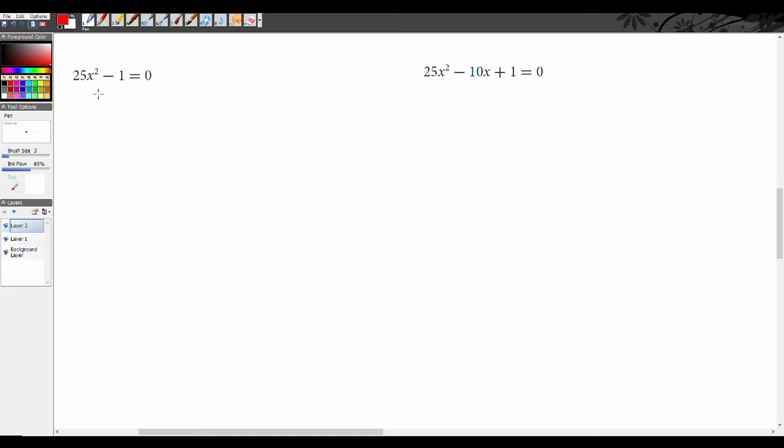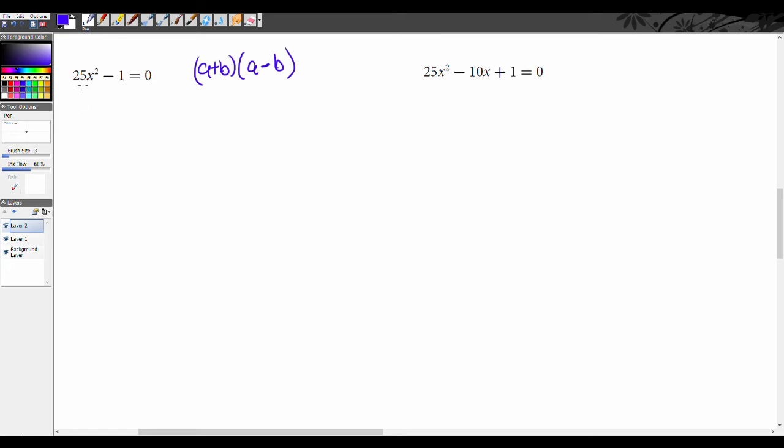This next one here, 25x squared minus 1 equals 0. So, what do you notice in this one? Well, 25x squared, is that a perfect square? Yes. Is 1 a perfect square? Yes, it comes from 1 times 1. But notice there's no middle term. So what this tells me is the special case this comes from is an a plus b times a minus b. So let's take a look.